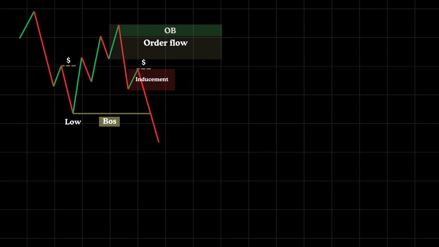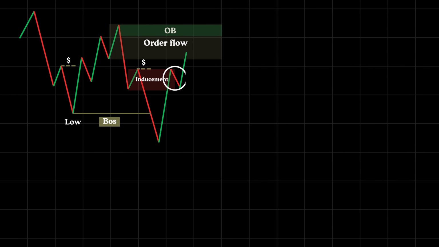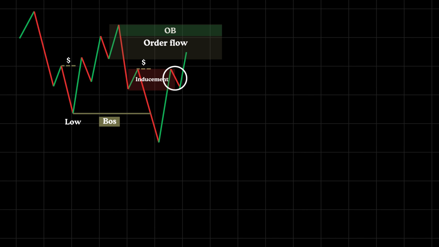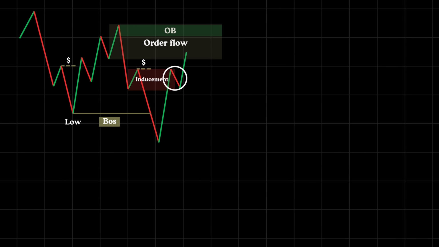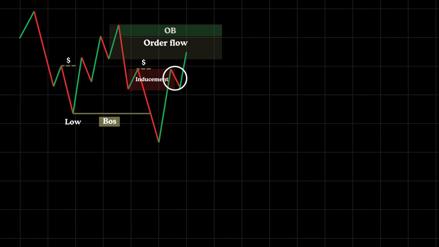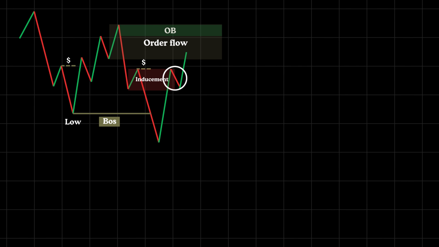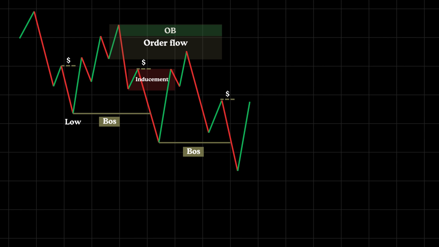In the following example, the price retraced back into the inducement zone and showed a minor pullback before suddenly pushing upward, triggering the stop losses of traders who had entered short positions within the inducement zone. After collecting liquidity, the price continued its upward run until it reached the order flow zone. At this point, it reversed direction to the downside and resumed its main trend.